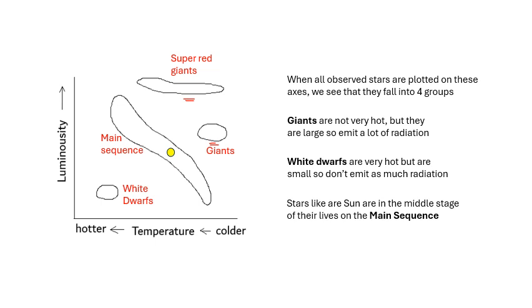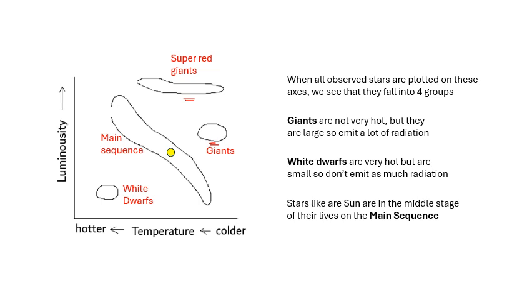Our sun is in this big sausage in the middle, this yellow thing in there, that represents where our sun is, and that's called the main sequence. It isn't a sequence, yes, it's just the bit in the middle where the star is in the middle of its lifetime. It's where the star is stable. It's called the main sequence. Yes, when all observed stars are plotted on these axes, we see that they fall into these 4 groups.